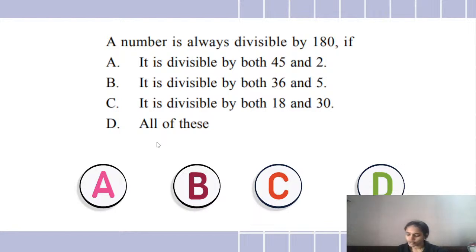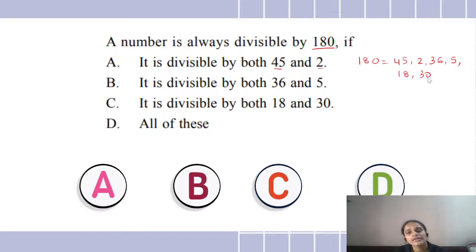Okay, so let's see over here what is the correct answer. Now, if you observe, they have asked that a number is always divisible by 180 if it is divisible by 45 and 2. So if you look at 180, 180 के factors क्या क्या हैं? 45 180 का factor है, yes. 2 180 का factor है, yes. 36 180 का factor है, yes. 5 भी 180 का factor है, yes. 18 and 30.